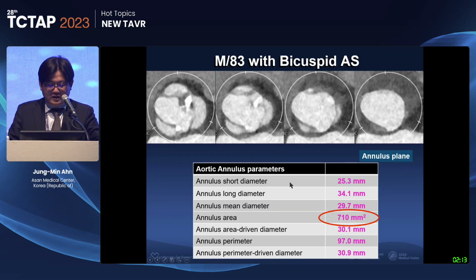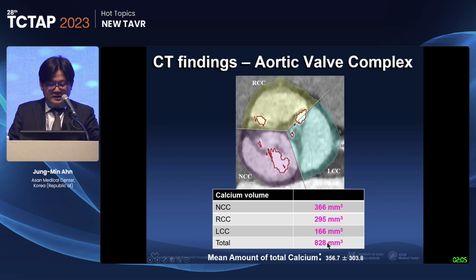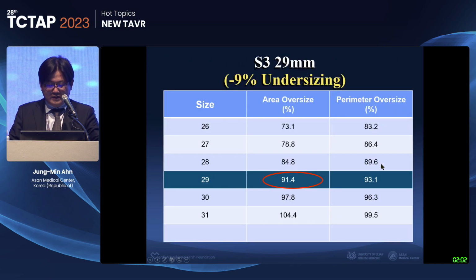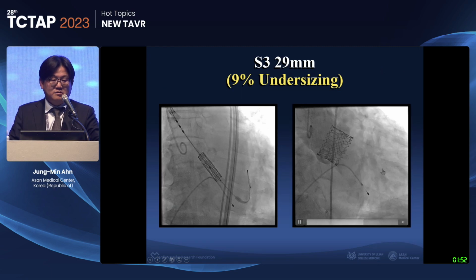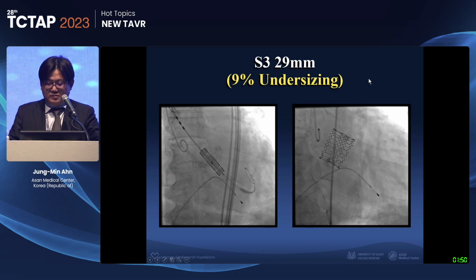So 83, the type 1 LAPVE, 710, large annulus, very large annulus. Calcification is moderate, 800. So 9% undersizing, 91. So 29 SAPIEN 3. The final angiogram shows an acceptable range of PVL.